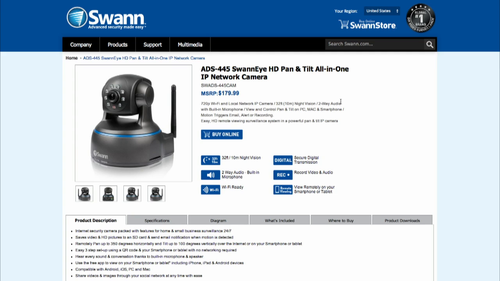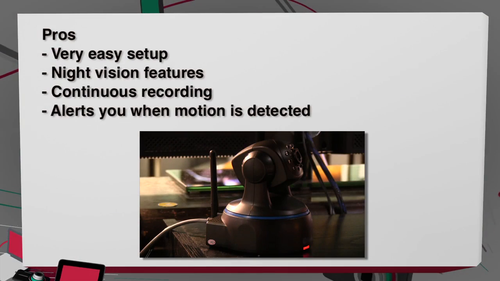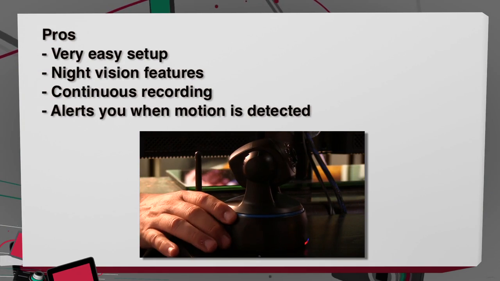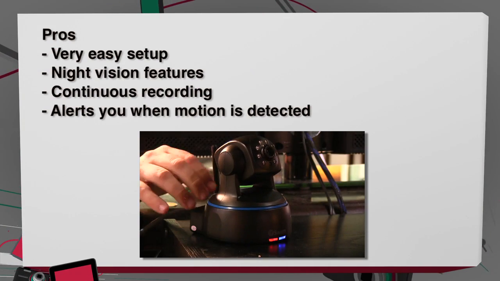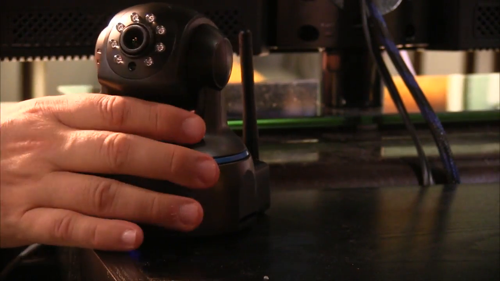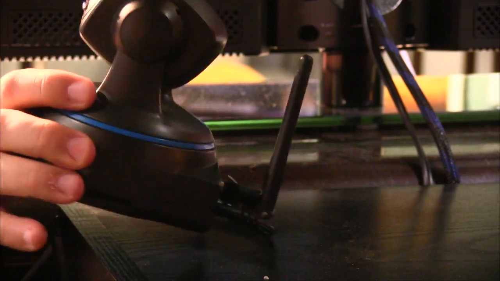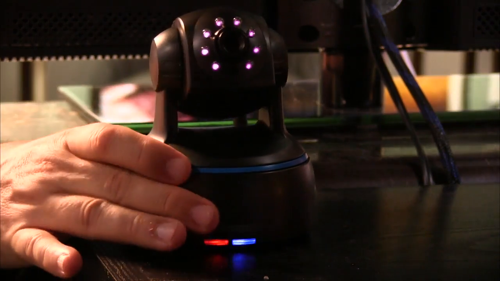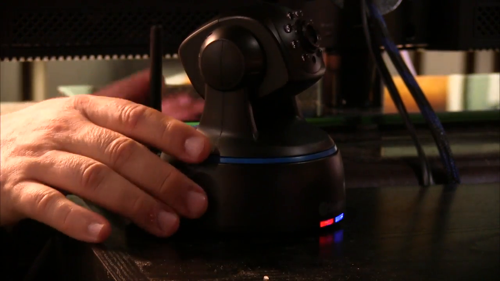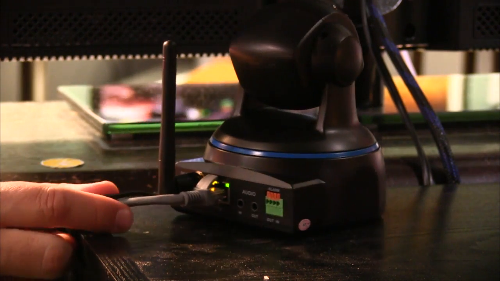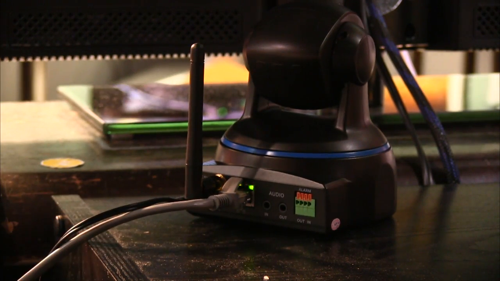Right. So for the pros, it's very easy to set up. It has black and white night features, and it has continuous recording, so it'll just continuously record, and if there's motion, it will capture the first 3 seconds and then continue recording for about 10 seconds afterwards. And it'll send you alerts via message on the app or email or whatever. I have to say, for the price, it's pretty flexible. I love that it has Wi-Fi. That's a big deal. Right.